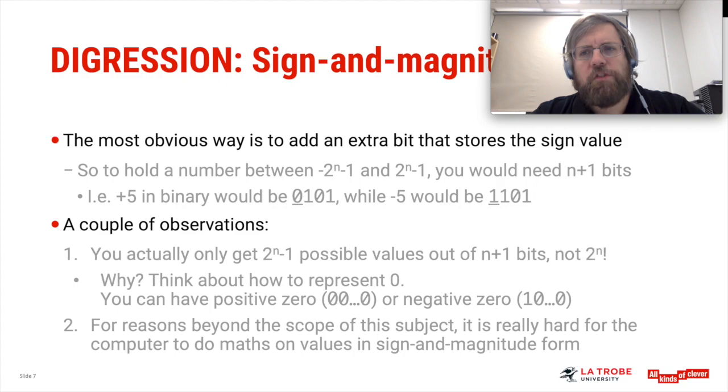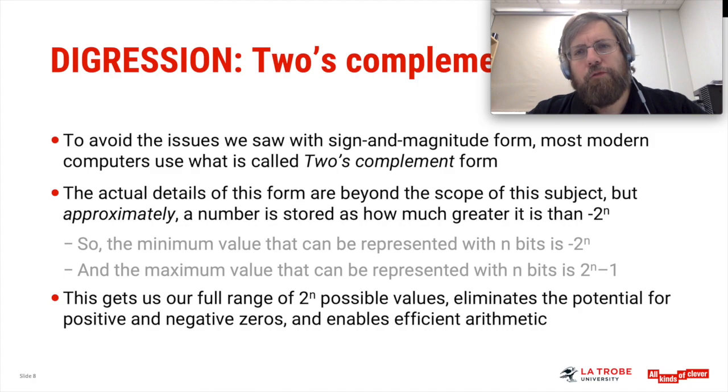Most computers don't use sign and magnitude form. Most computers use what is called 2's complement form. The actual details are far beyond the scope of this subject. I'm not going to talk to you about how 2's complement works, but approximately, 2's complement starts every value at negative 2 to the n and then adds to that. So every number starts at negative 2 to the n, and then you add whatever number is in the actual bit pattern. That hides some subtleties. It's not exactly right, but it's pretty close.